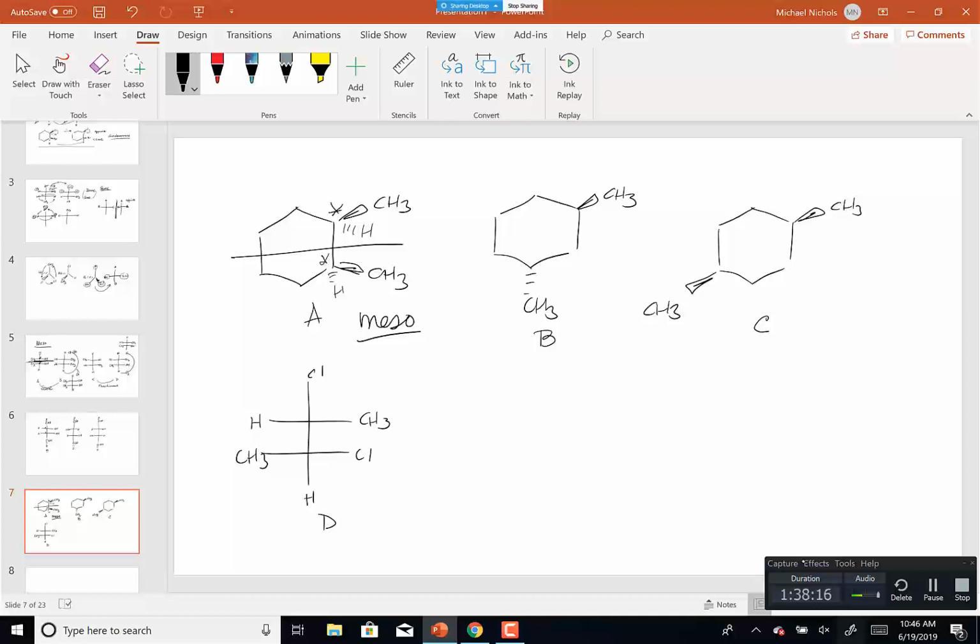What if the methyl groups were trans? Like in B, the methyl groups are trans. What if I made the methyl groups in A trans? Would it be meso or not meso?